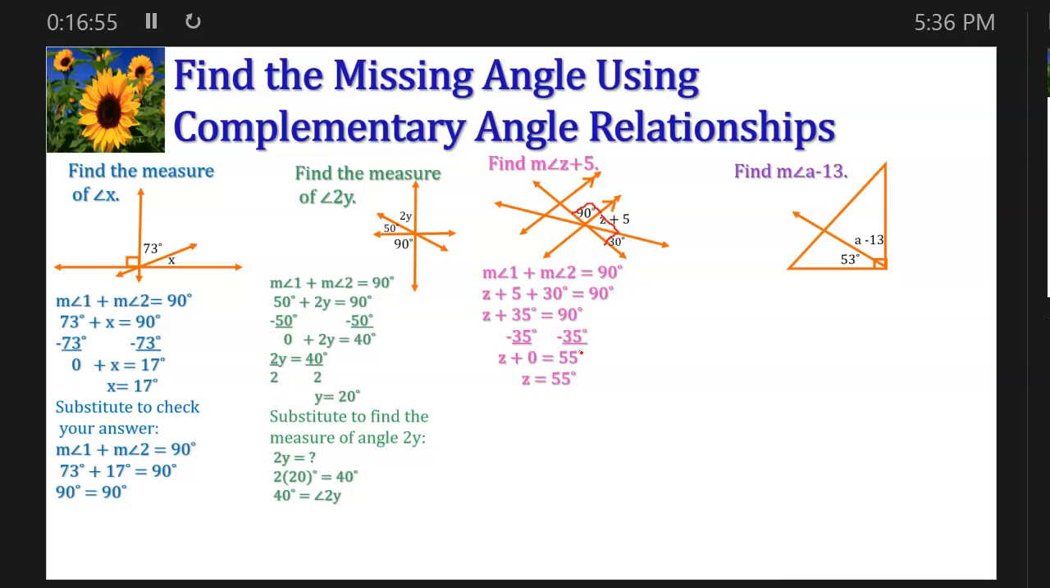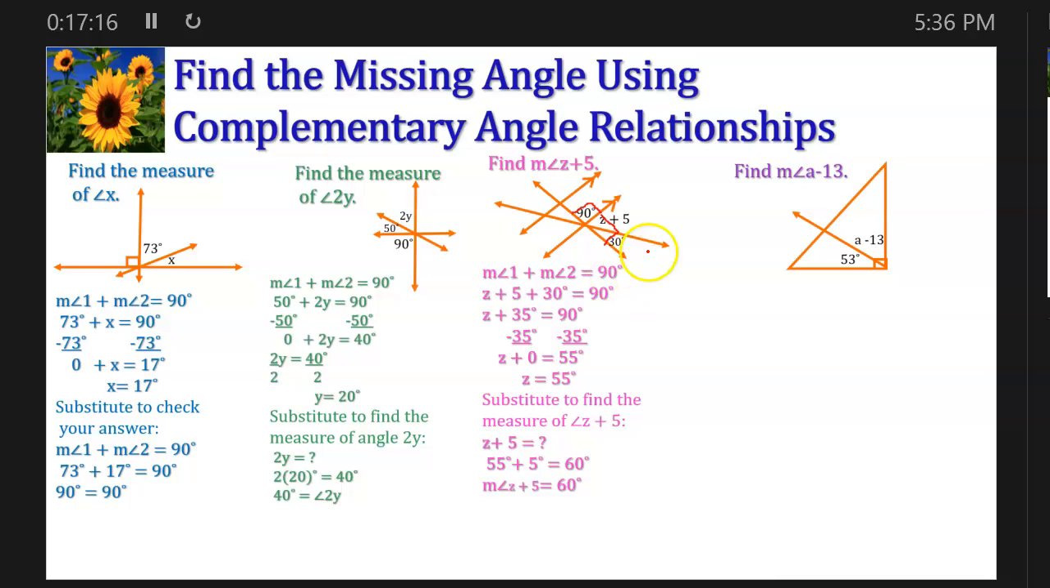Now that we know what z is, we can plug it into this angle. It's z plus 5, and you could probably do that in your head, 55 plus 5. It's just going to be 60 degrees. And it makes sense because 30 degrees plus 60 degrees is going to end up being 90.